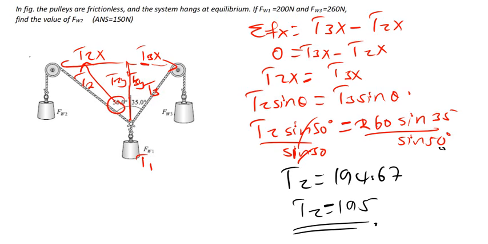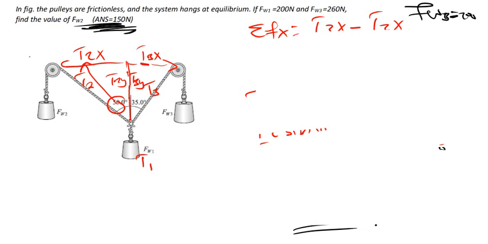Like I said, if the answer was supposed to be 150, FW3 was supposed to be equal to 200. So if you plug in 200 here, you'll be able to get 150 newtons. Okay, so I've approached this question using two different methods. If you want, you can use the forces in the y-axis.